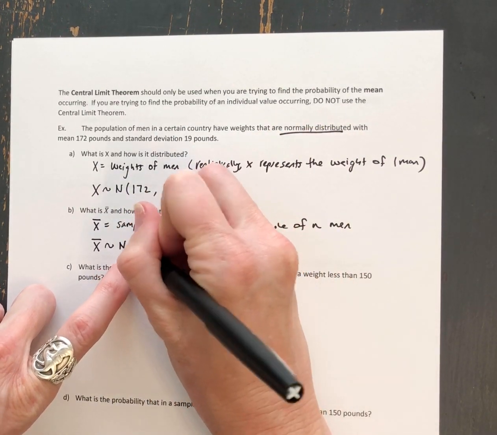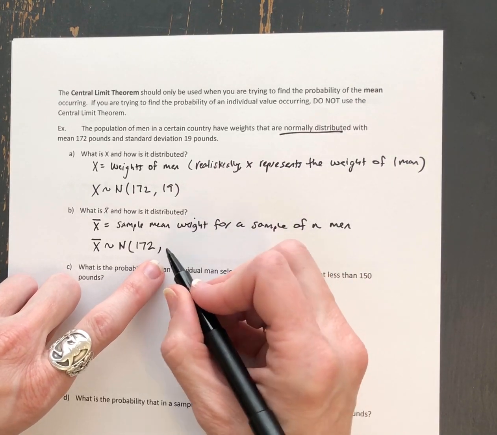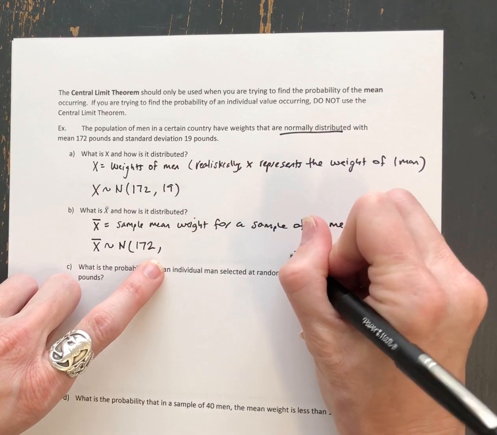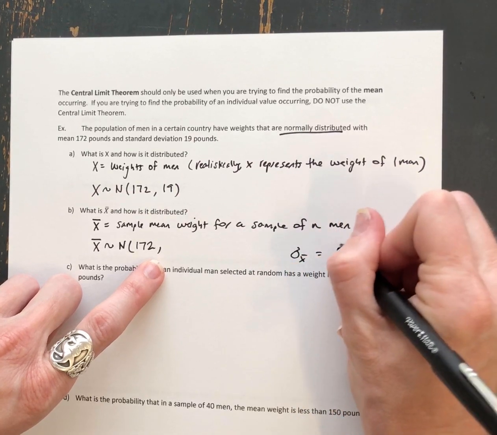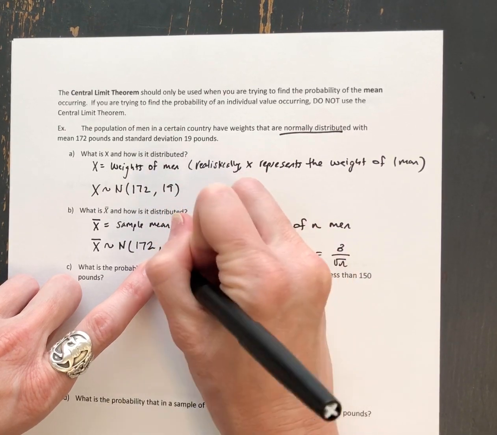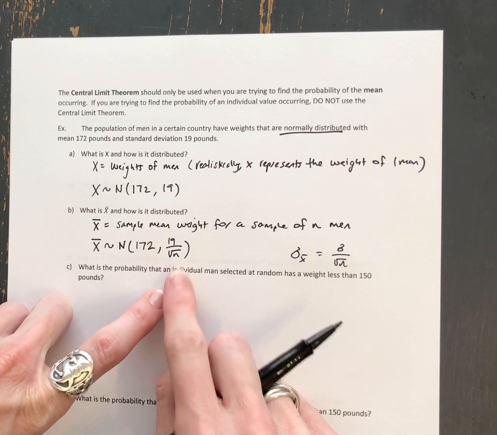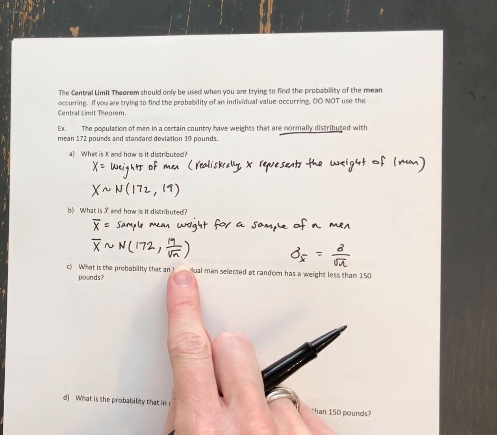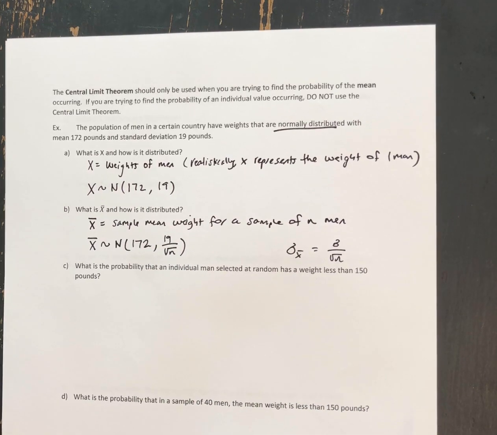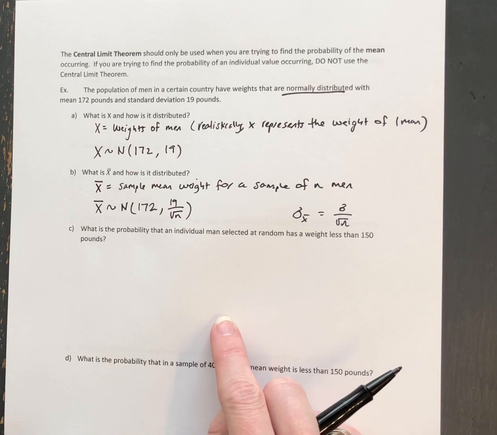The mean is still going to be 172. The standard deviation, though, remember now we're looking at the standard deviation of x bar, which is always sigma over the square root of n. So that's going to be 19 over the square root of whatever sample size we have. So we haven't been given a sample size yet. Okay. So what we're going to do here is we're going to look at an example of a question from earlier in the chapter and then a question that's more current.